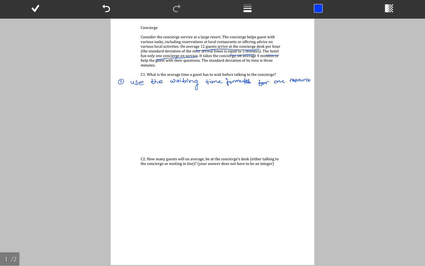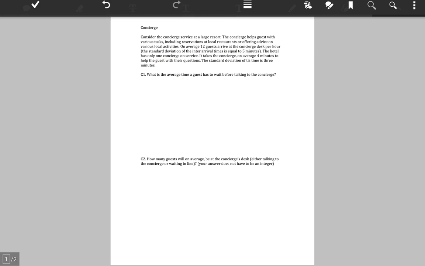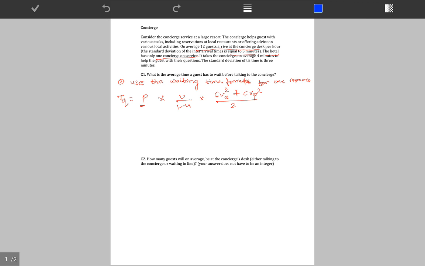Well, the first part, so what is the activity time? The formula for one resource: TQ is processing time P multiplied by utilization over 1 minus utilization, multiplied by CVA square plus CVP square, this whole thing divided by 2. Well, the first thing we need is P.